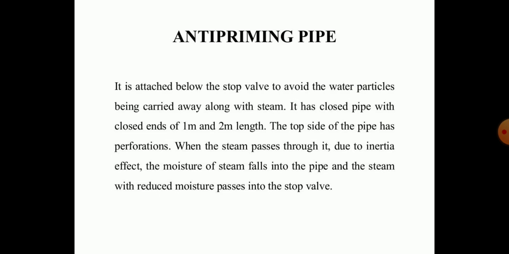Now, the pipe arrangements are there for circulation among these types, and it is attached below the stop valve to avoid water particles being carried away along with the steam. They have closed pipes with closed ends of 1 meter and 2 meter length, and the top side of the pipe has perforations. When the steam passes through it, due to the inertia effect, the moisture of the steam falls into the pipe and the steam, with reduced moisture, passes into the stop valve.